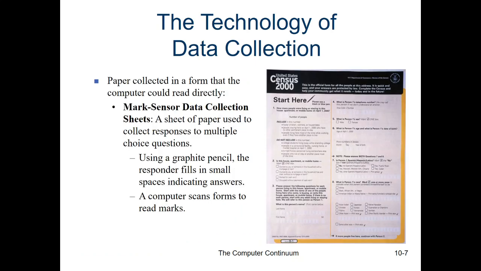Here is a paper collected in a form that a computer could read directly. This is a mark sensor data collection sheet, a sheet of paper used to collect responses to multiple choice questions using a graphite pencil, and the responder fills in a small space indicating the answer. It used to be like in our tests. We used that because it automatically scans the answers chosen by the people who take the test, and it automatically collects the data of the answer sheet.